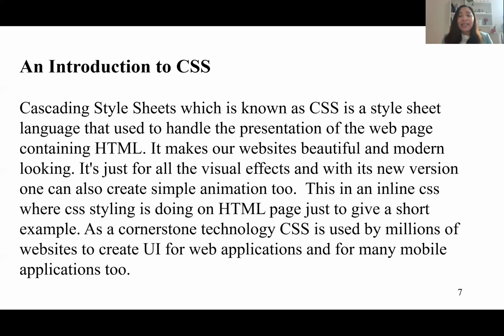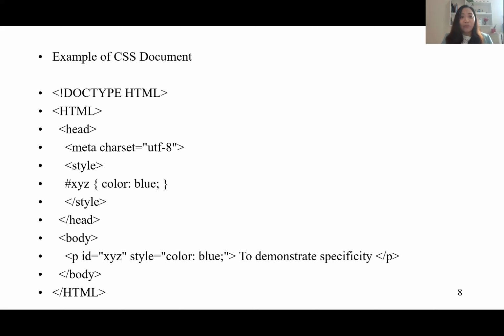This is an inline CSS, where CSS styling is done on an HTML page. Just to give you a short example. As a cornerstone technology, CSS is used by millions of websites to create UI for web applications and for many mobile applications too. So let's take an example of a CSS document. As you can see, you have the head and the body from your HTML. Now, what is added under CSS?